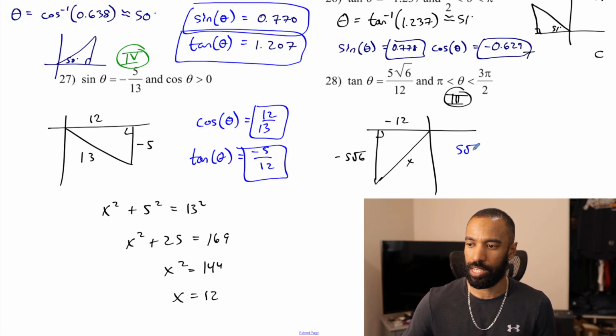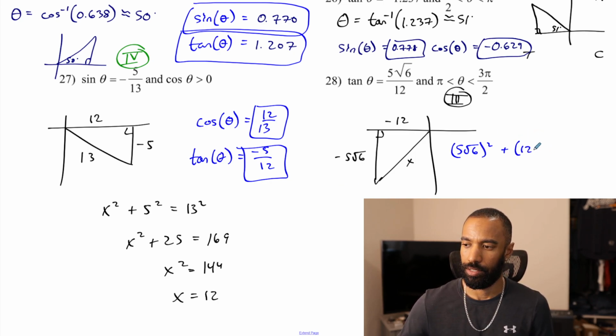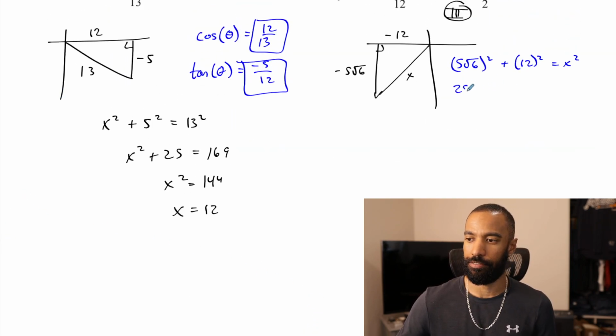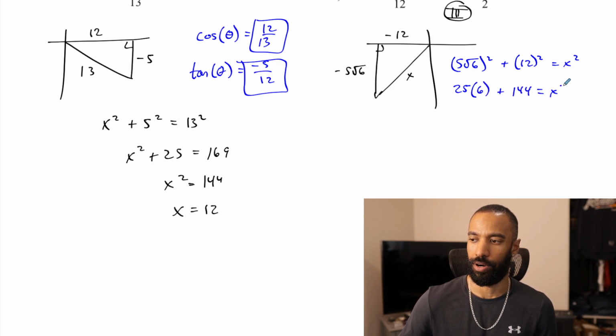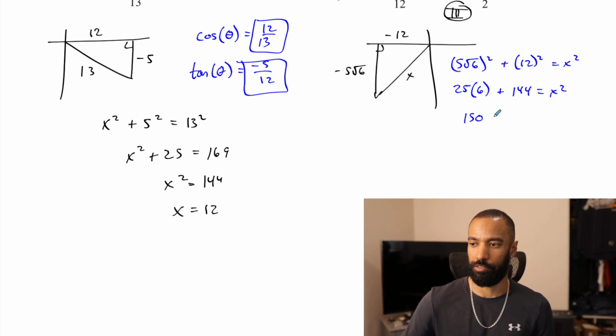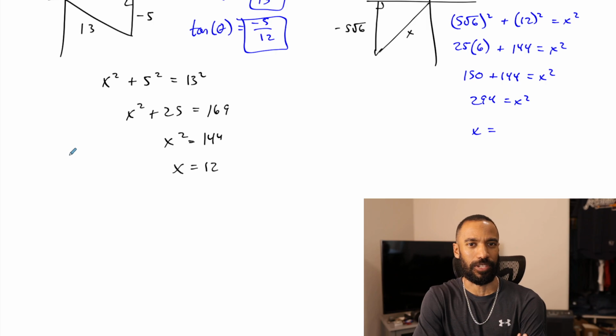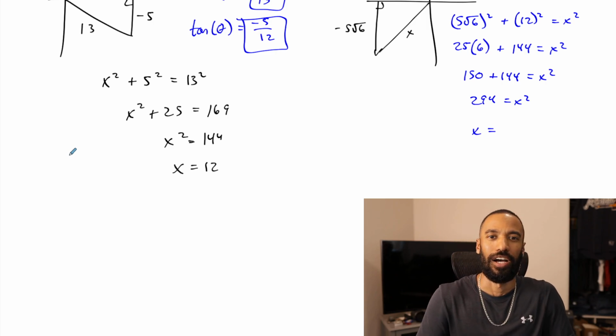So 5 root 6 squared plus 12 squared equals x squared. Now, I don't know this value. 5 squared is 25 times root 6 squared is 6, plus 144. 25 times 6 is 150. And that's 294. That's not a great value. And I can't divide it by, oh gosh, I might have to use a calculator.